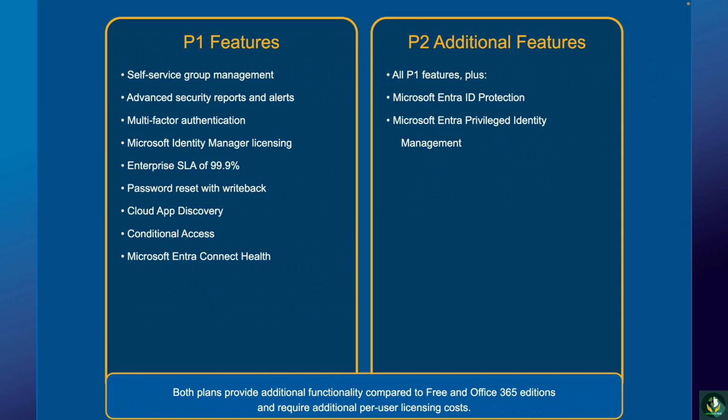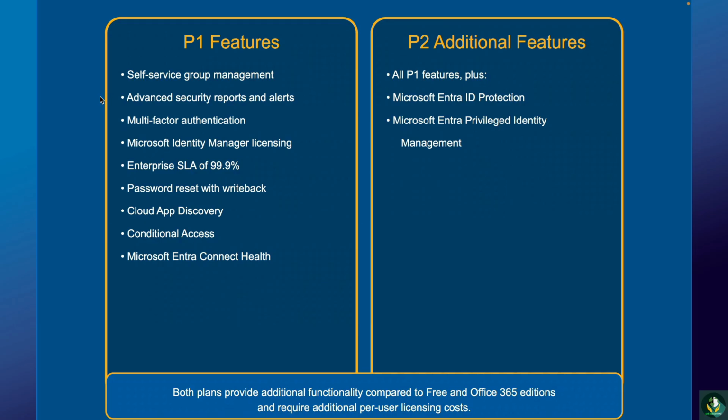First one is self-service group management. It simplifies group administration. Users can create and manage groups. It enables request-based group joining with owner approval. Next one is advanced security reports and alerts. It provides detailed logs with advanced ML detection, offers inconsistent access pattern reports, and it uses machine learning to improve access security.